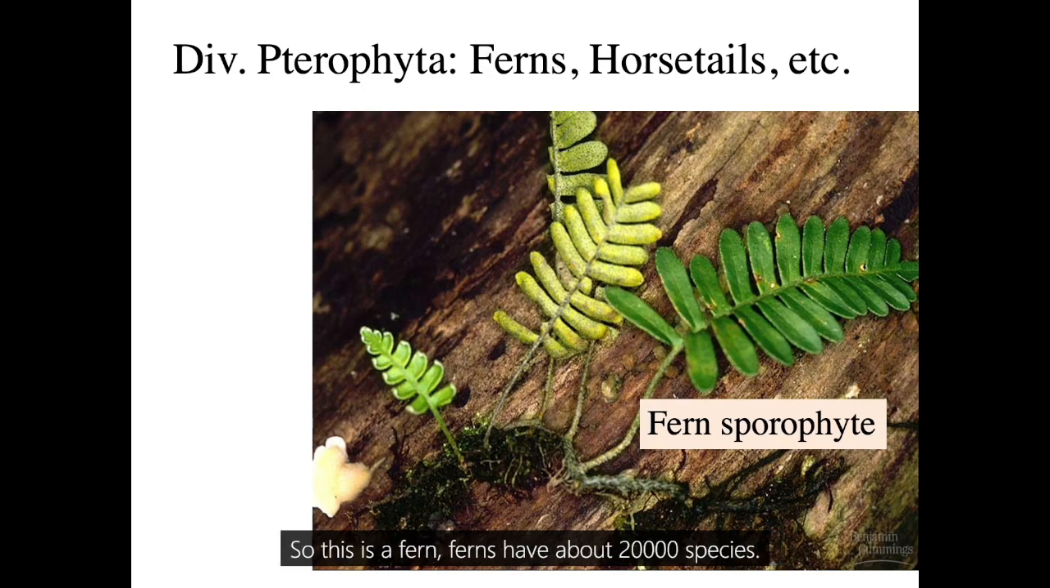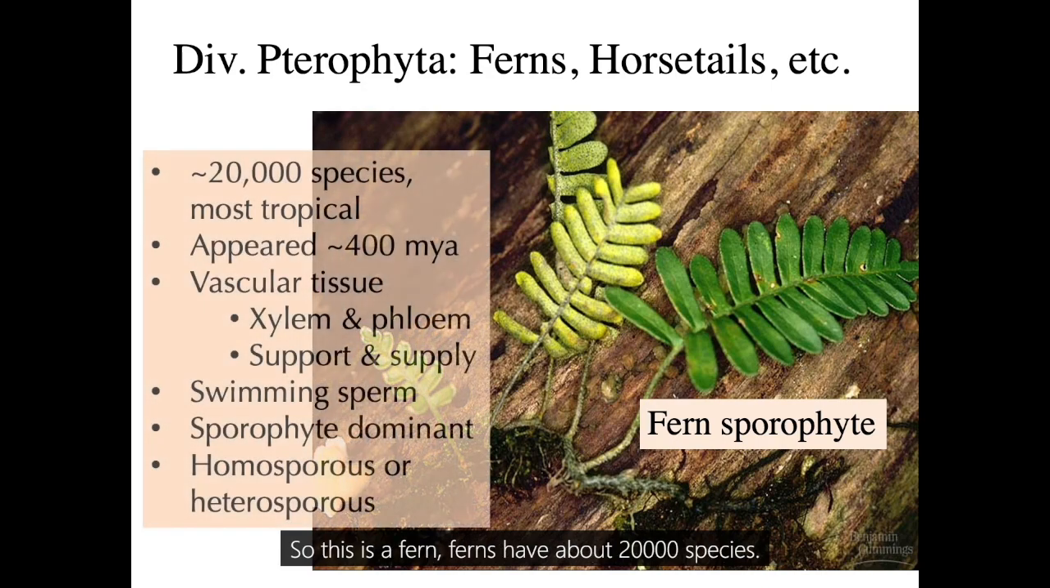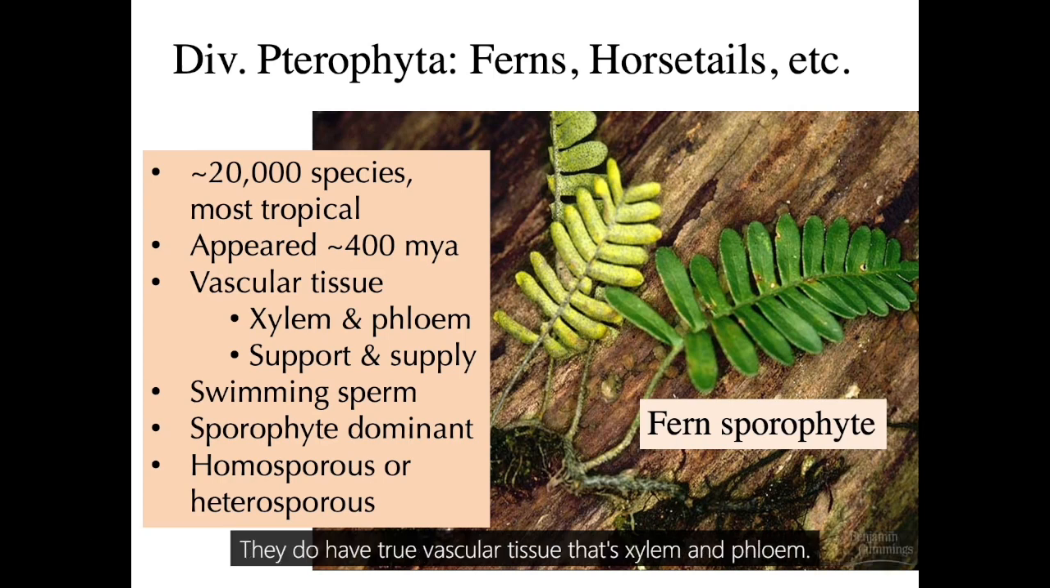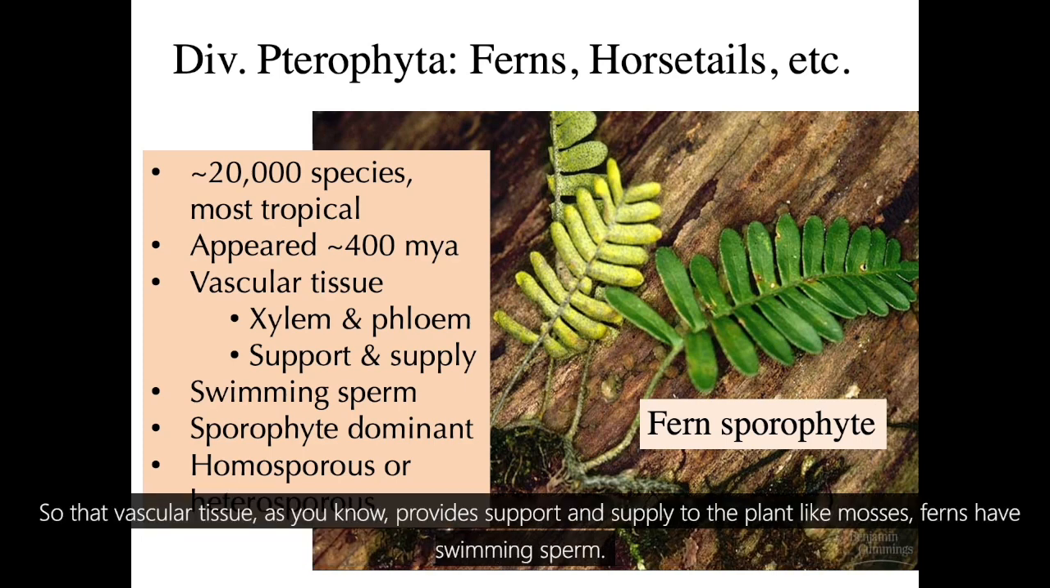So this is a fern. Ferns have about 20,000 species. Most of them are tropical. They appeared in the fossil record about 400 million years ago. They do have true vascular tissue. That's xylem and phloem, and we'll talk at length about xylem and phloem in another lecture. So that vascular tissue, as you know, provides support and supply to the plant.